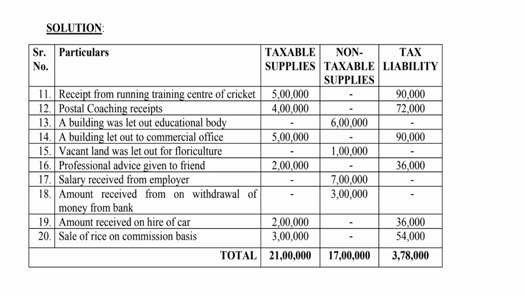So you have to take the total of taxable supply, then the total of non-taxable supply, and the total tax liability will be 3,78,000. So this way you have to solve your problem sum number 5.